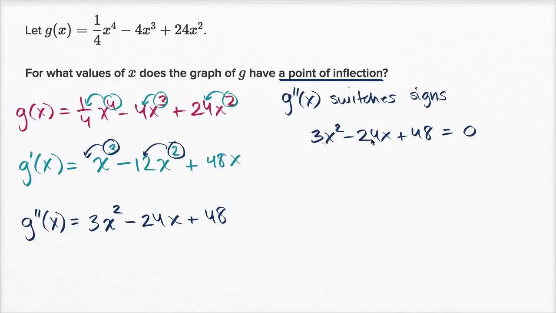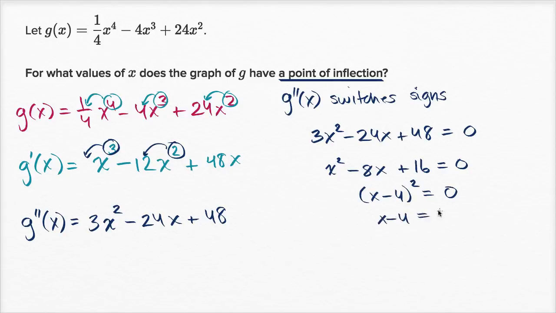Let's see, everything is divisible by 3, so let's divide everything by 3. So you get x squared minus 8x plus 16 is equal to 0. And let's see, can I factor this? Yeah, this would be x minus 4 times x minus 4. Or you could just view this as x minus 4 squared is equal to 0, or x minus 4 is equal to 0, or where x equals 4. So g prime prime of 4 is equal to 0.